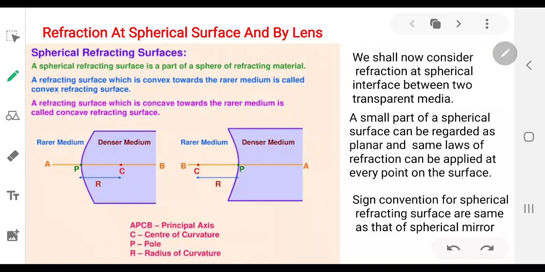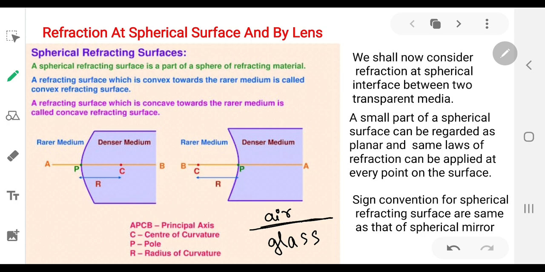Hello students, in the previous class we studied refraction through plane surface. Refraction through plane surface means if there are two media, air and glass, and the interface separating the two media is a plane surface, then you can call it refraction through a plane surface.